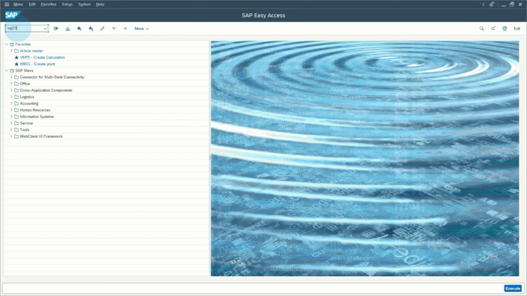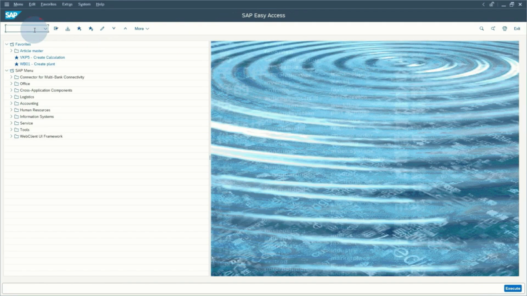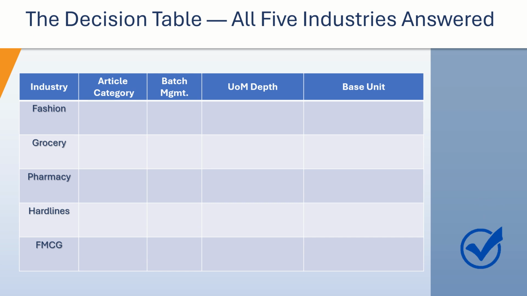Each demo is paired with a concept lesson that explains the business logic first. So by the time you're in the system, you already know why every decision is being made. And it closes with a decision framework. 3 questions you can ask before you open MM41 on any project in any industry to know exactly which article category, which batch setting, and which unit of measure structure you need.